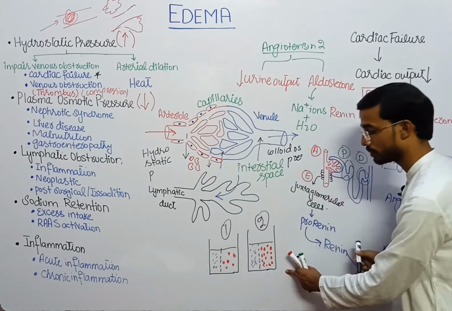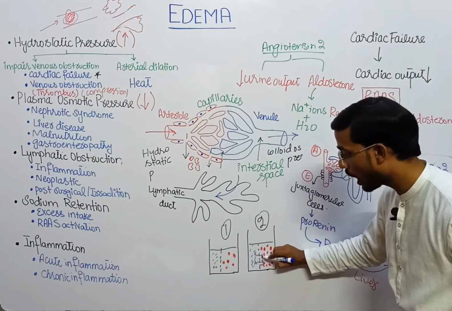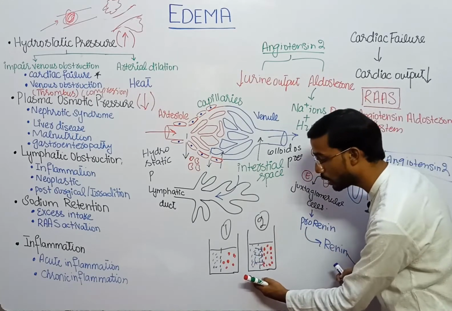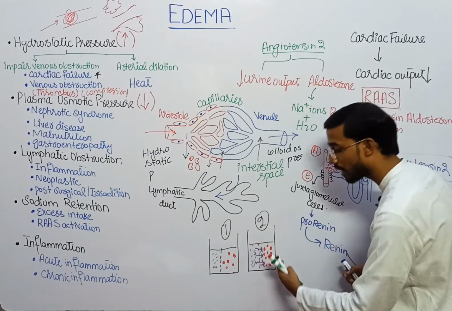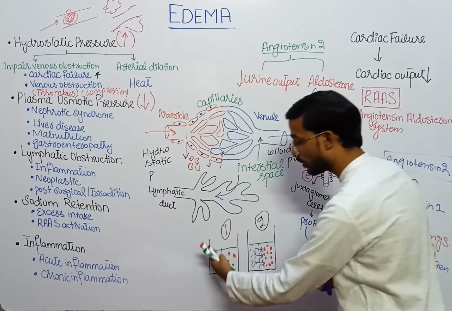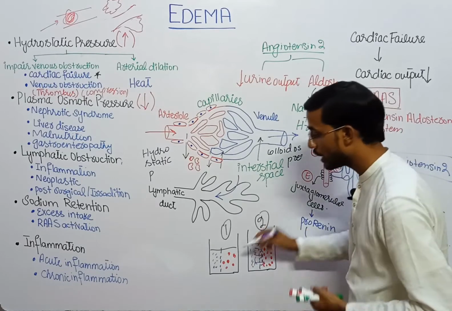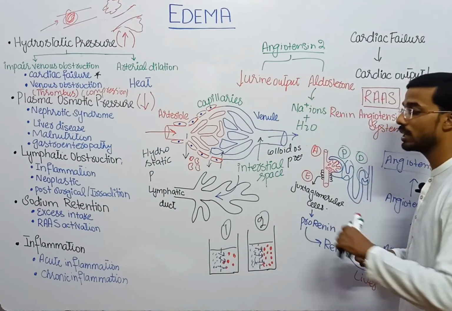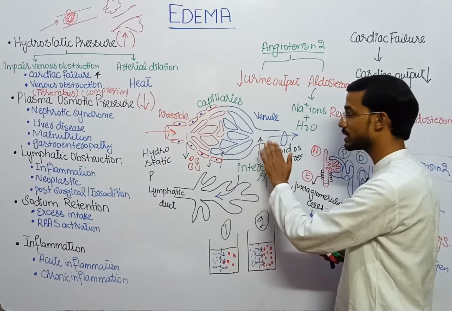In case 2, if the proteins are in large amount, then a large amount of water will move through osmosis from left to the right side. But in case 1, low proteins are present on the right side, so less water will move from the left side to the right side. So this is the same case.